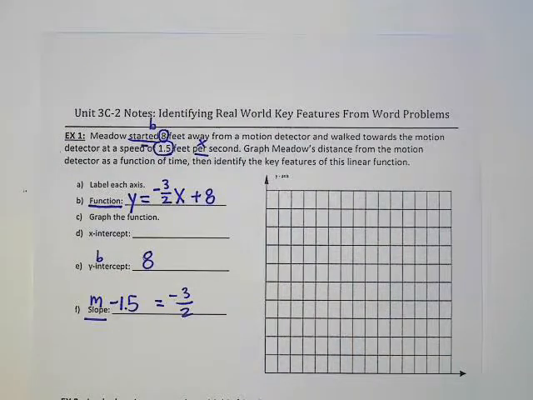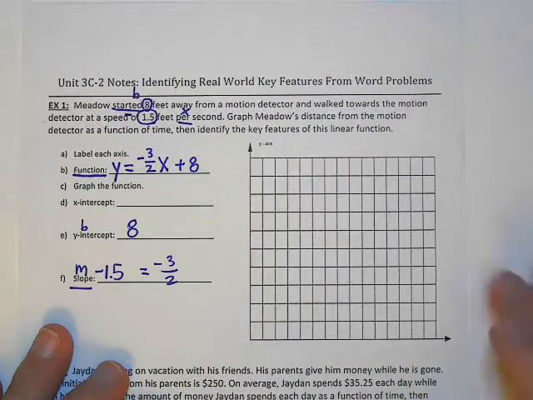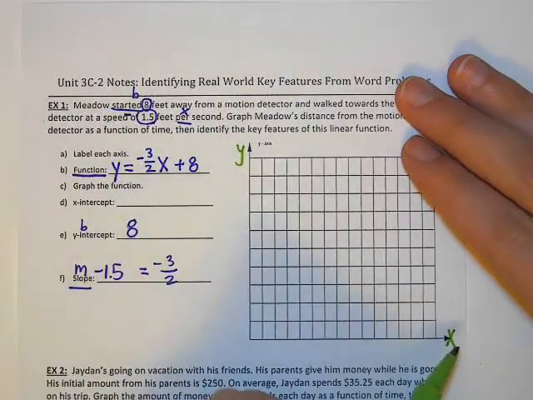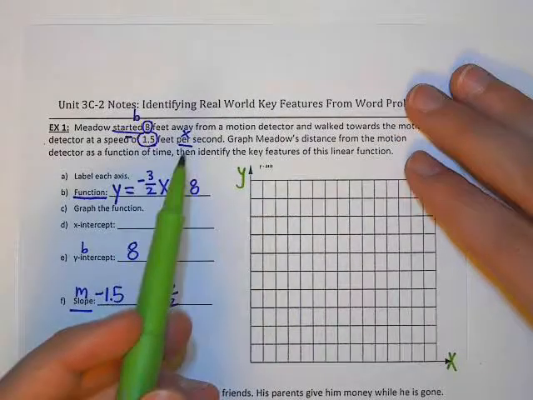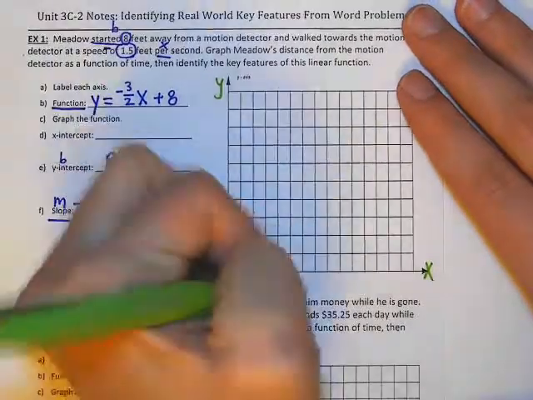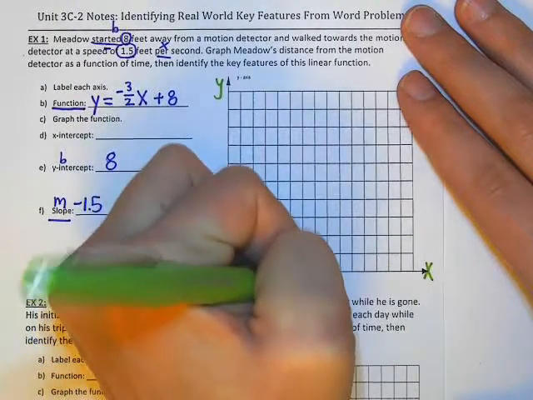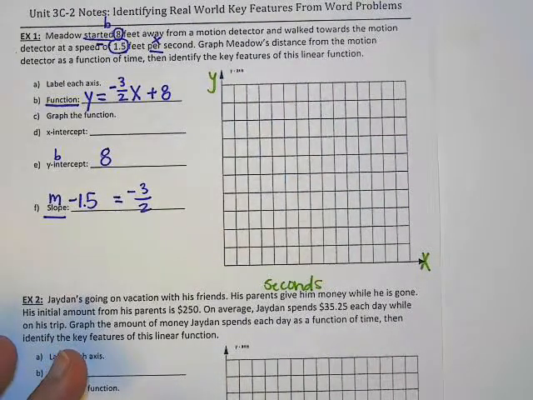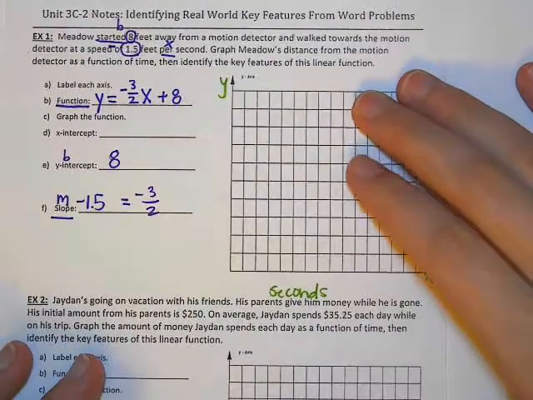Okay, now we're going to graph it. So before I graph it, focus right with me, okay? I need to label my axes. So this is x, this is y, in words. What is the x talking about? Per second. So my x-axis is going to be talking about seconds. Right with me? Okay.